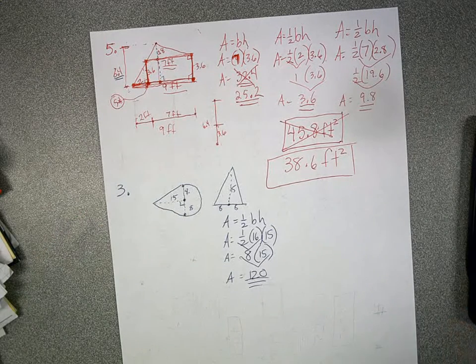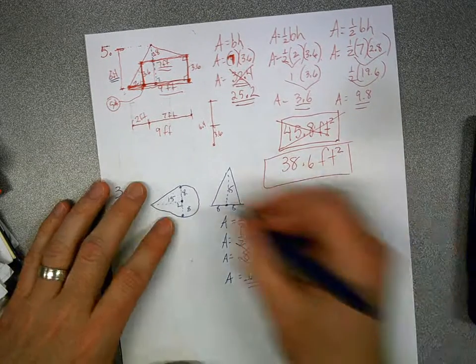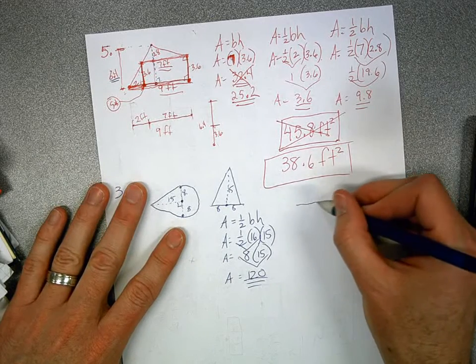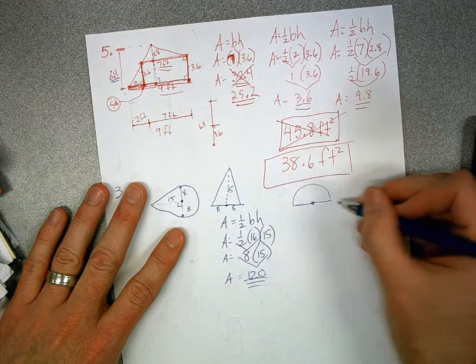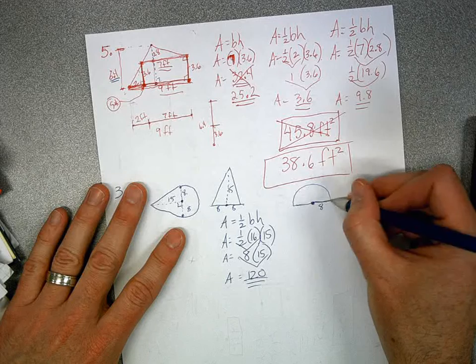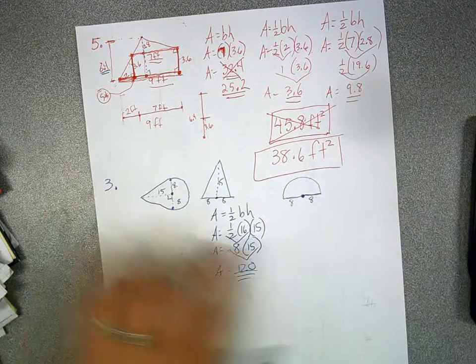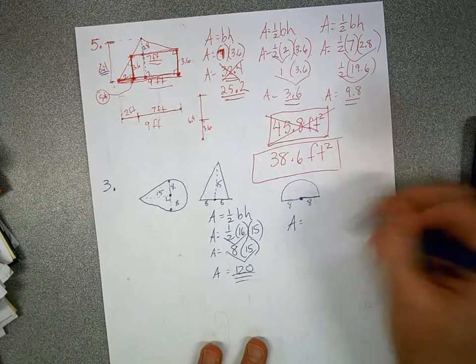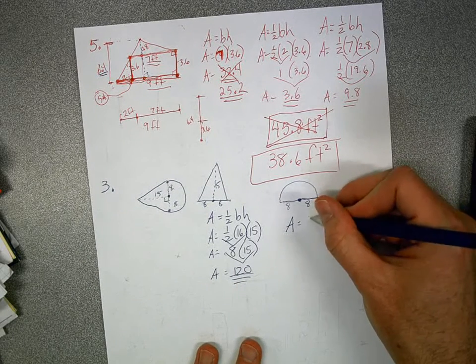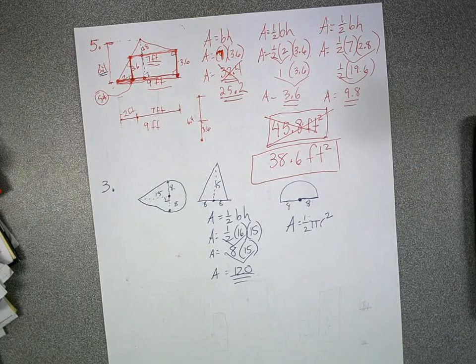Now comes a semicircle. If I need to draw a sketch, I can. This is 8 here, from here to here, and it says this is 8, or I at least put that. Being the semicircle, the area of a regular circle is pi r squared. 1/2 of pi r squared is what I'm looking at for a semicircle.